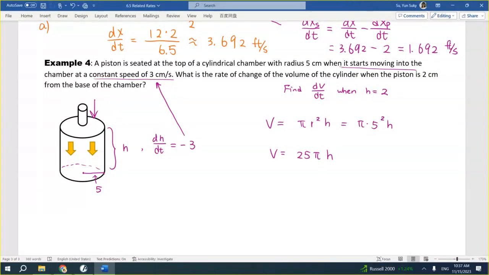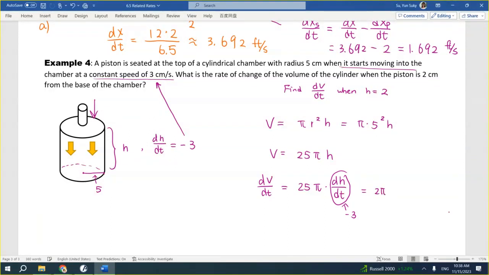We're ready to differentiate. What's the derivative of V? What's that? Yeah, dV/dt. What's the derivative of the right hand side? Pi and then dh/dt. Yes. Okay, now we can plug in because the dh/dt is -3.